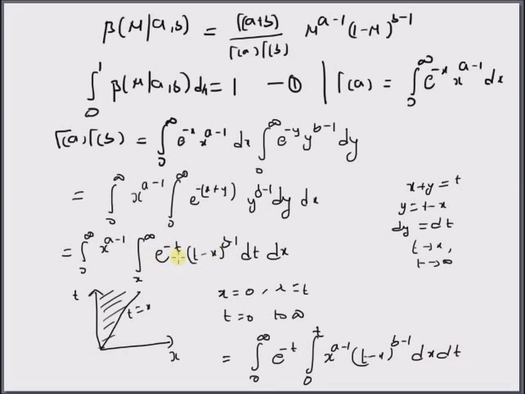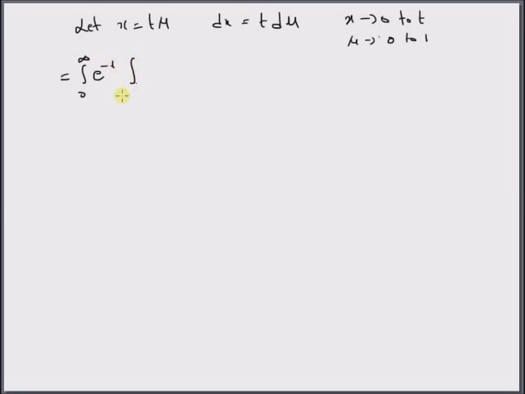So this integral is rearranged, by using change of variables, and written as this integral. Now let x equal to t mu, where t is fixed, then dx equal to t d mu, and the limits of x were 0 to t, right? And then the limits of mu become 0 to 1. So the integral becomes the integral from 0 to infinity of e power minus t, integral from 0 to 1 of (t mu) power a minus 1, (t minus t mu) power b minus 1, t d mu dt.